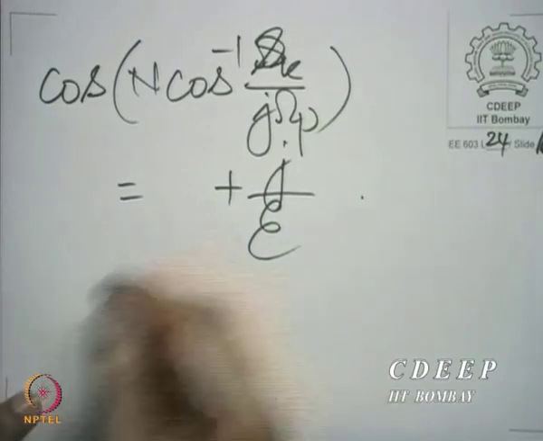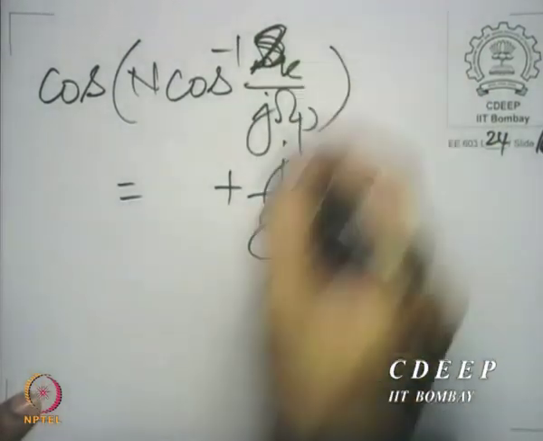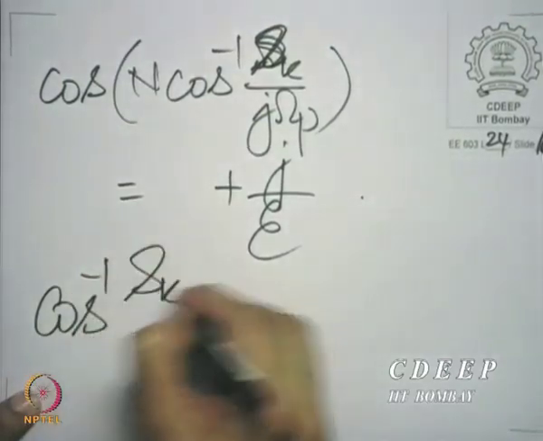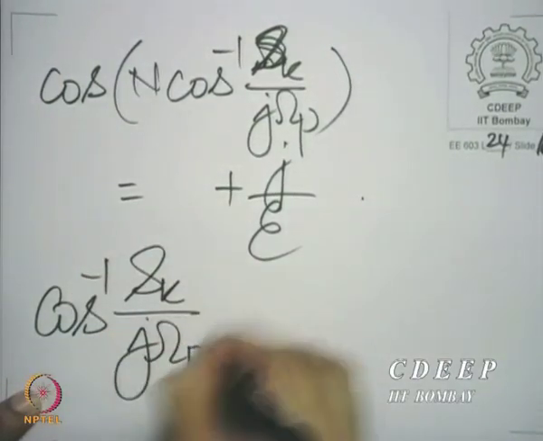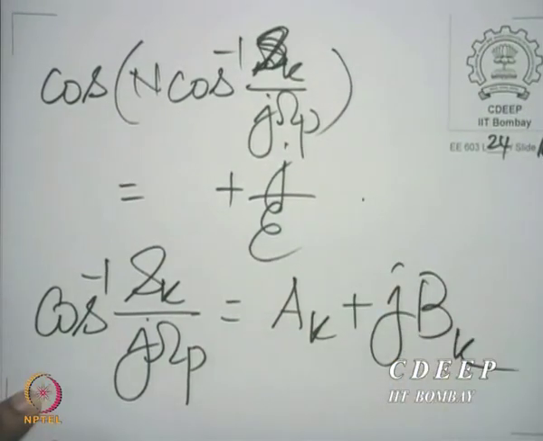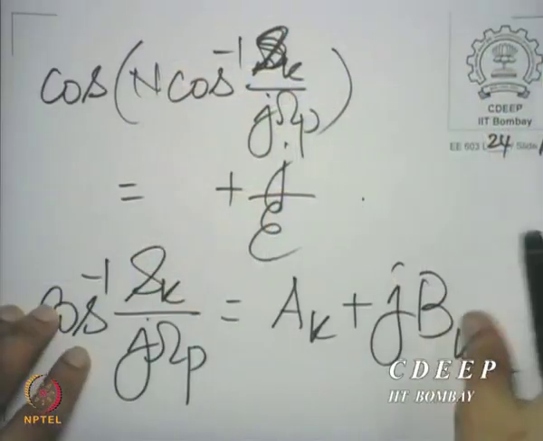Now, let us put cos inverse S k by j omega p equal to a k plus j b k. So, you should remember this is a complex argument and therefore, we will need to have complex solutions to it. Now, we are working with entirely complex cosines, sines and everything. So, we can now take the cosine of both sides and solve this.